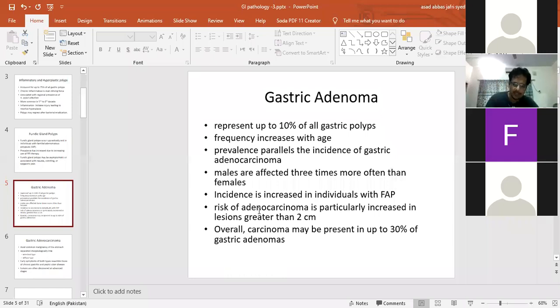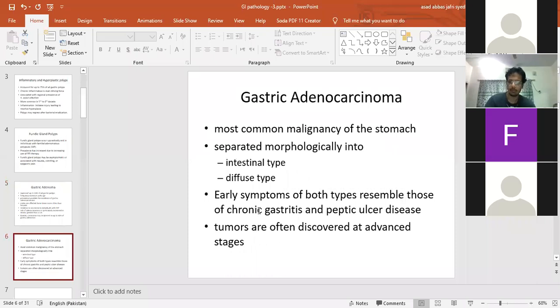तो जैसे जैसे adenoma का size बड़ा होता चला जाएगा, carcinoma का risk बढ़ता जाएगा. Makes sense, क्योंकि उतने ही more cells हैं जहाँ पे division हो रही है और genetic mutations accumulate कर रही हैं. तो जितना बड़ा polyp होगा उतना ज़्यादा chance होगा कि उसके अंदर adenocarcinoma present है. Overall carcinomas भी present हैं up to 30% of gastric adenomas.